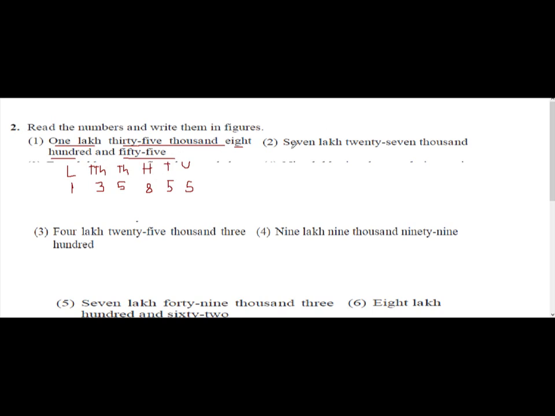55. Let us start now these also. Second one, again we are going to write down like this. Lakh, 10,000, 1000 place, 100 place, tens place and unit place. 7 lakh 27,000. No hundreds given, no tens given and no units given. That means there are 0.